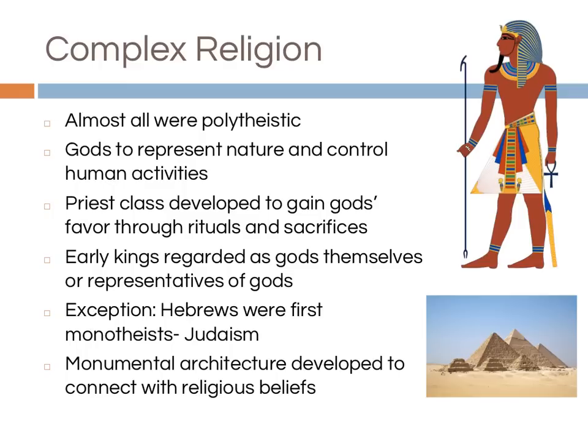There's one major exception to this, which are the Hebrews of the Middle East. The Hebrews are the people sometimes called the Israelites. In history terms, we usually call them the Hebrews. They developed the first monotheistic religion ever, which is Judaism, which we'll talk about. So they're definitely different or unique from the other civilizations at the time.